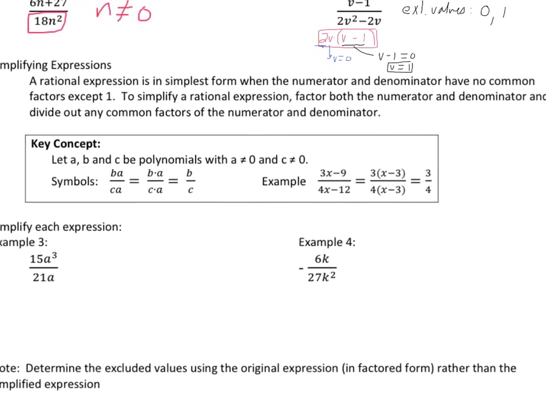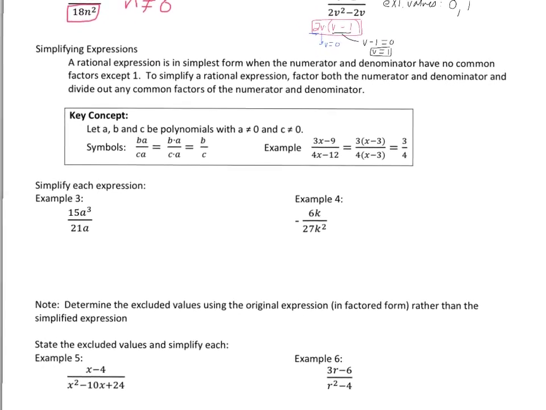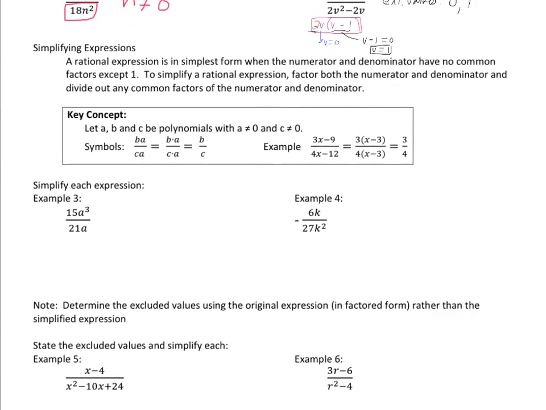Now the biggest part of this lesson is simplifying rational expressions. A rational expression is in simplest form when the numerator and denominator have no common factors except 1. They have nothing in common. To simplify a rational expression, factor both the numerator and the denominator and then divide out any common factors of the numerator and denominator.